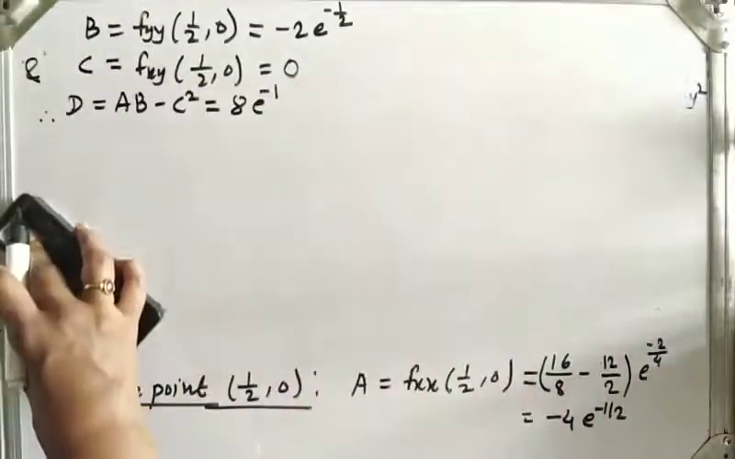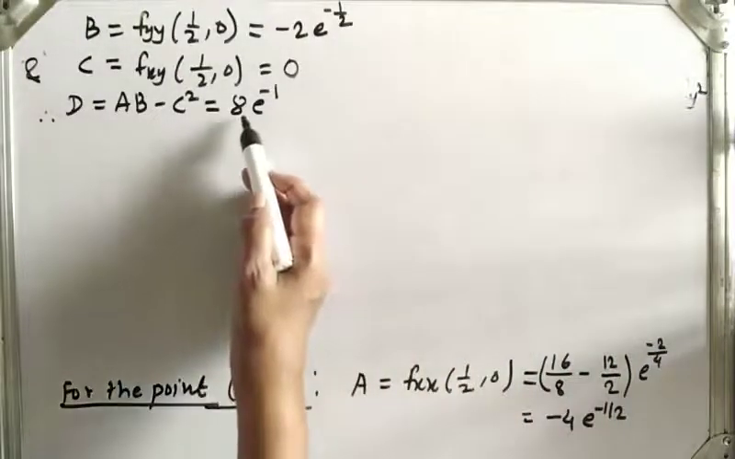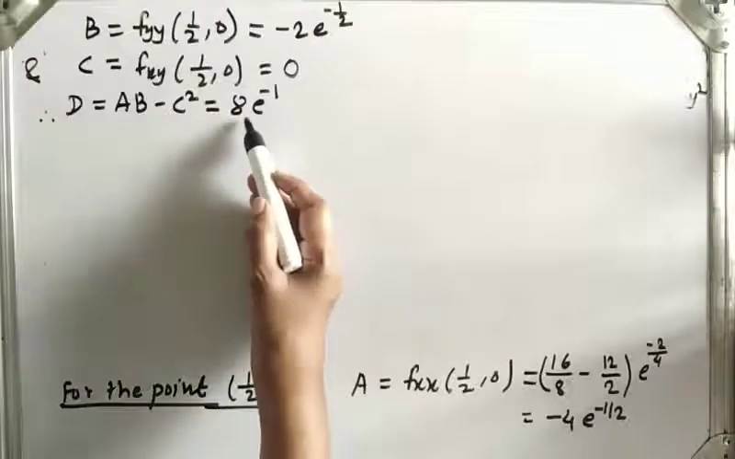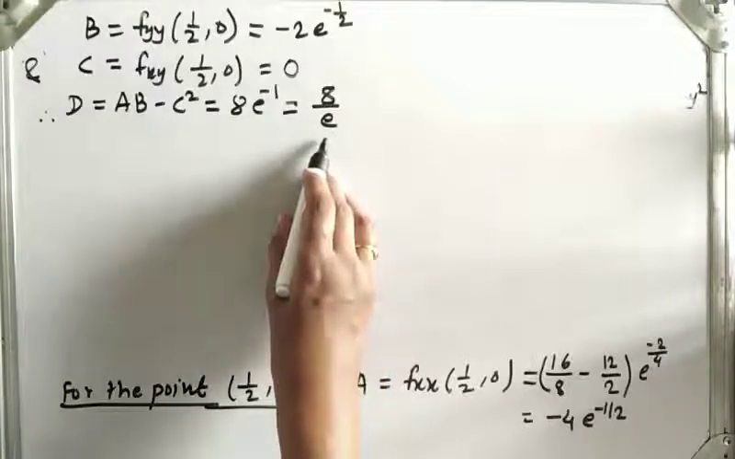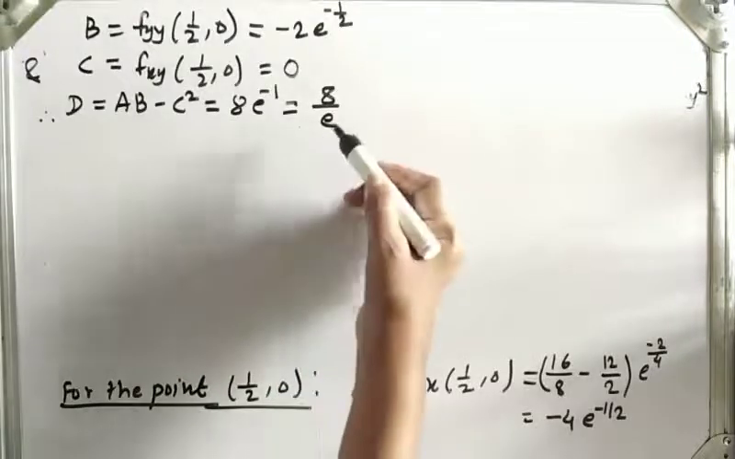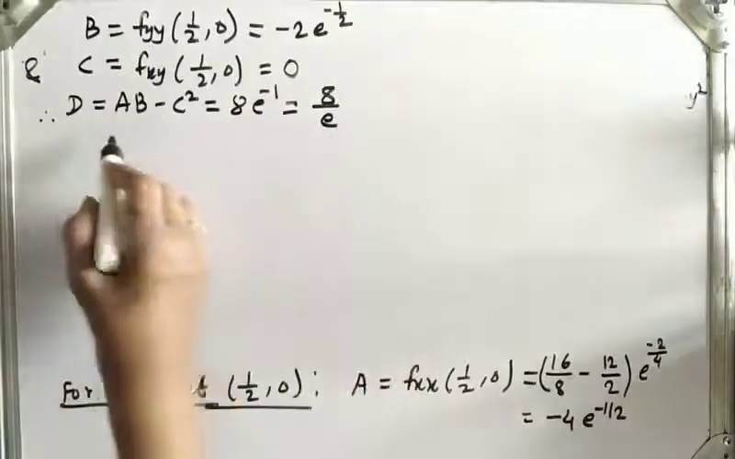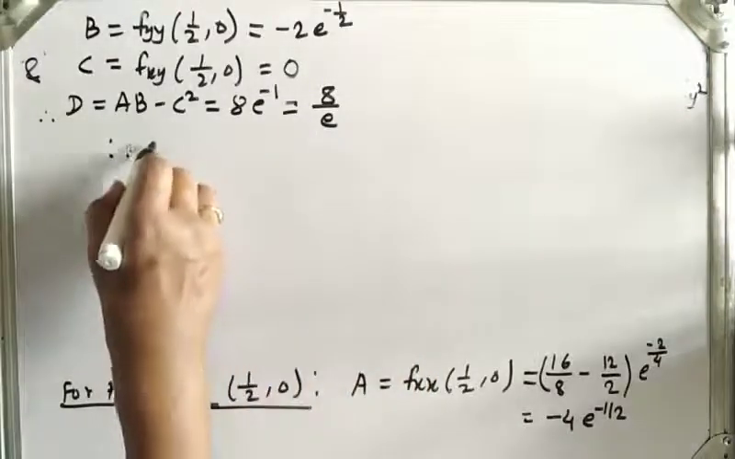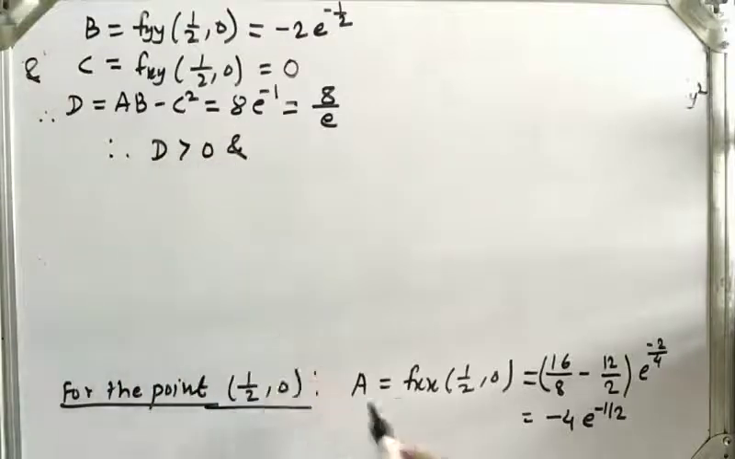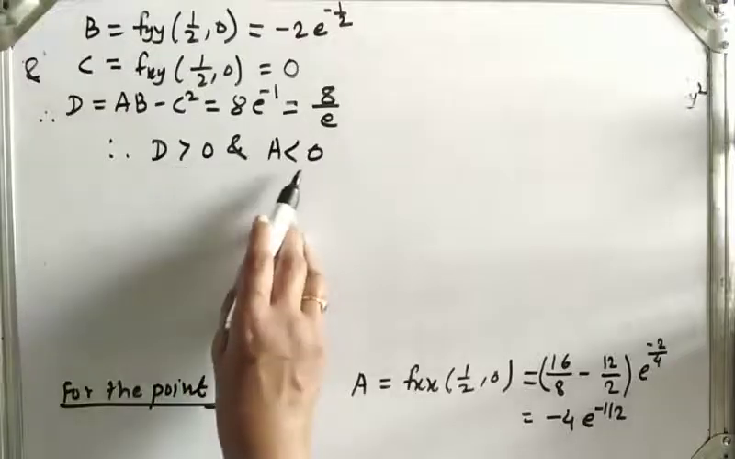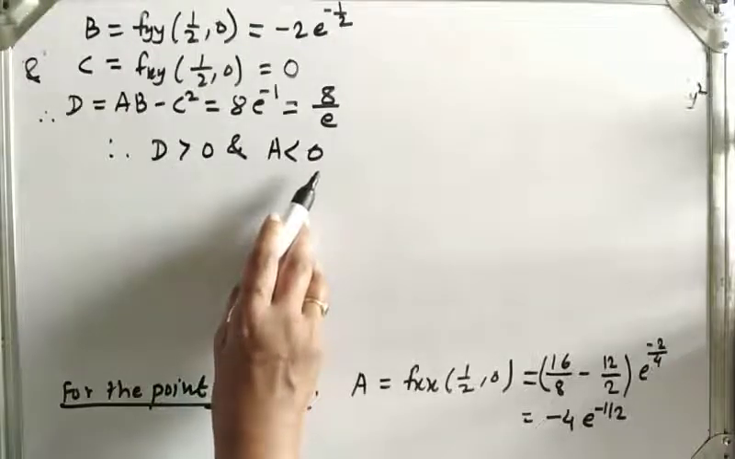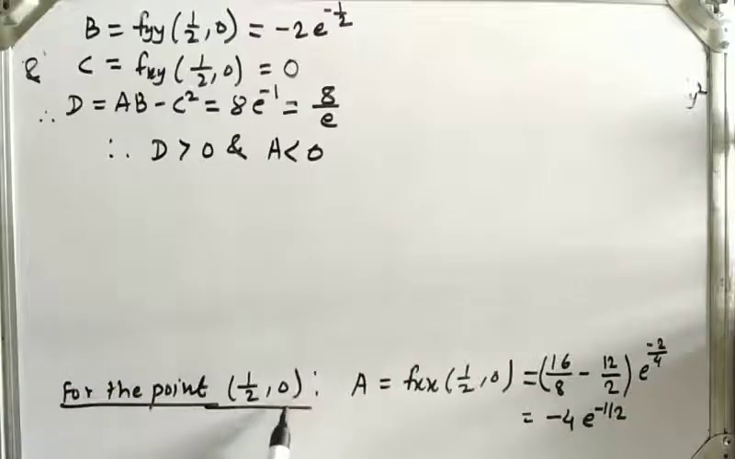What do we get here? What is our d? Now d is 8 upon e, and we know the value of e is 2.7. So definitely this number is greater than 0. Therefore here d is greater than 0. And what is a? A is negative, so a is less than 0. So d greater than 0 means it is not a saddle point, and a less than 0 means the function has a local maximum at the point (1/2, 0).